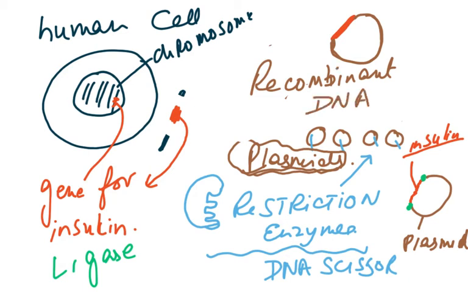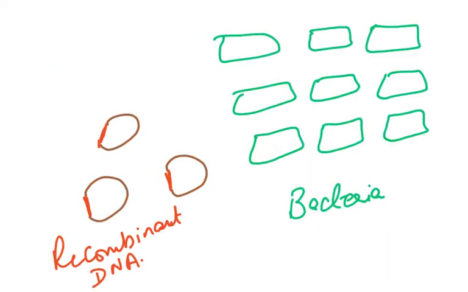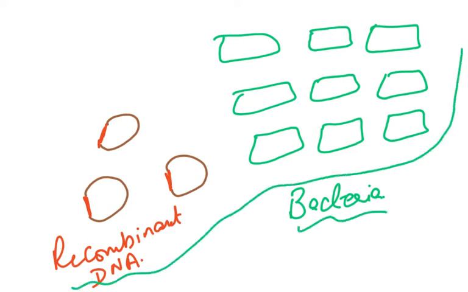Recombinant DNA, why? Because it's a new combination of DNA. It's not one species; some of it is bacterial DNA and some of it is human DNA. And of course we have glued it together with an enzyme which is called ligase. Now we take this recombinant DNA and we take another set of bacteria and we mix all this up.